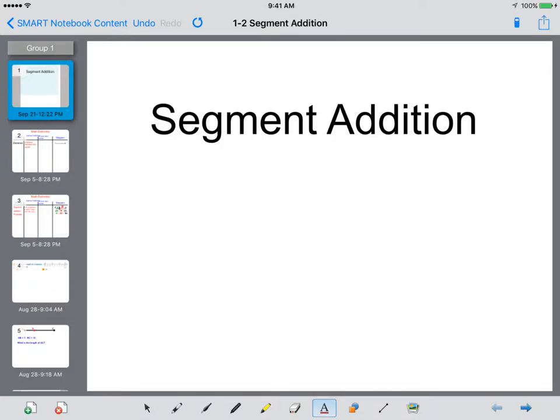Welcome to this lesson talking about segment addition. Remember to have your math dictionary out. There are two words at the beginning that I will give you. Give you time to pause the video, record those words, and we'll go to some examples.